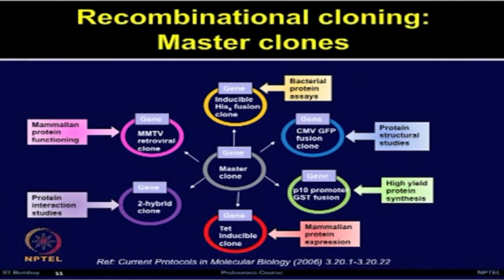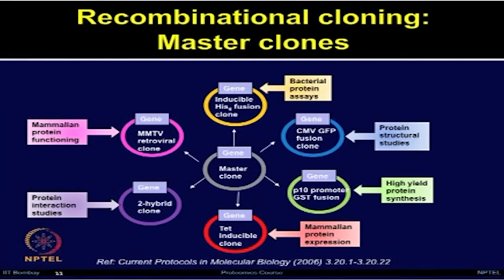In the slide, a few vectors are shown and a few applications are informed here. For example, one can use inducible histidine 6 fusion clone. Now, this can be used for performing assays using protein made in the bacterial system. One can use CMV GFP fusion clones for the protein structural studies, if you want to know where my protein is located in the cell.